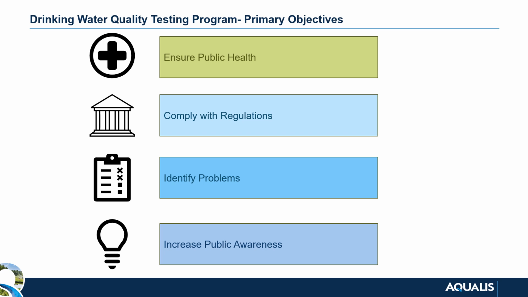Identify problems. By monitoring water quality regularly, the program can identify any issues or deviations from accepted water quality standards, enabling prompt corrective actions. Increase public awareness. Providing transparent and accessible information about water quality reports builds public awareness and trust in the safety of the drinking water supply.